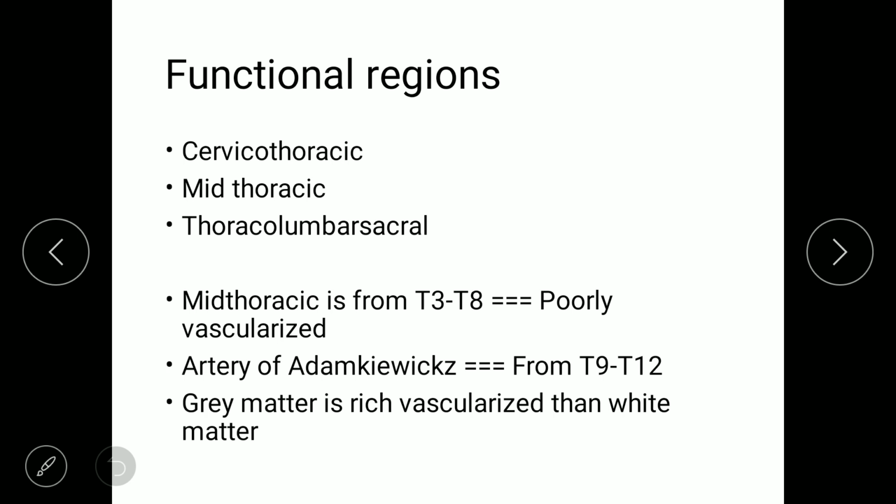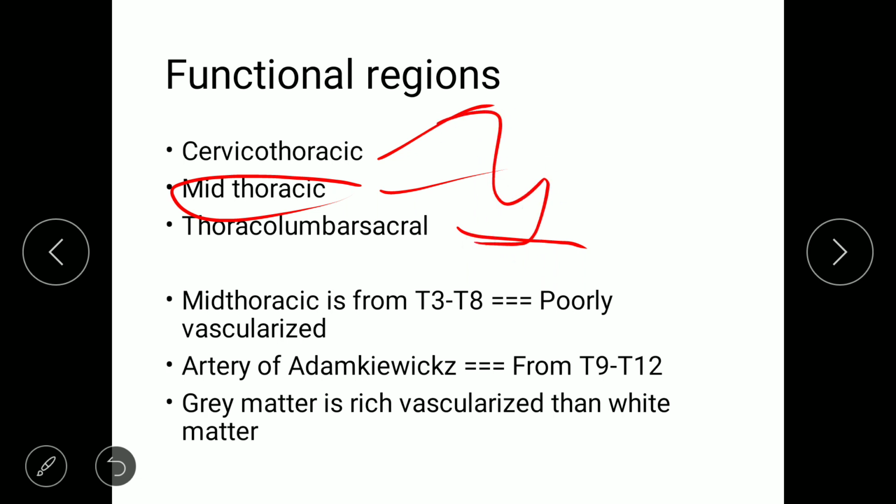Based upon the blood supply, it is divided into cervicothoracic, mid-thoracic, and thoracolumbosacral regions, of which the mid-thoracic is poorly vascularized when compared to the other 2 regions. That is, T3 to T8 is poorly vascularized, and there is one artery, a radicular artery arising from the aorta, which is called the artery of Adamkiewicz. It usually enters and supplies between T9 to T12.